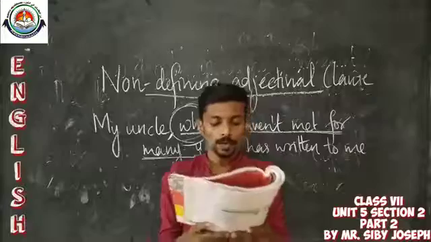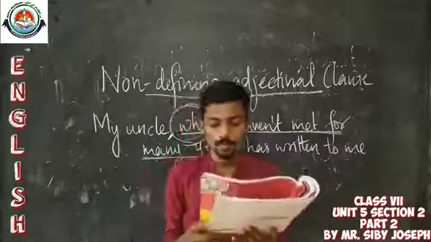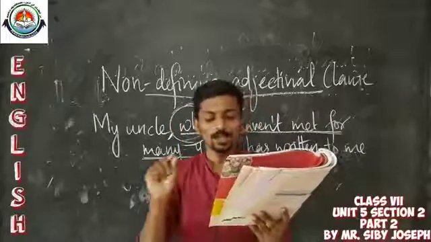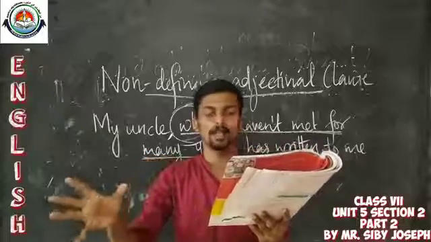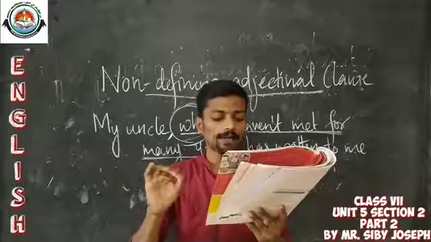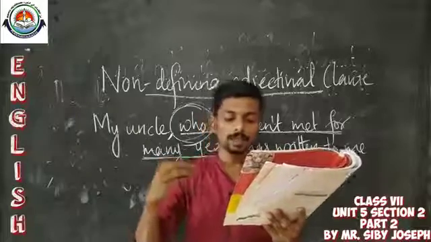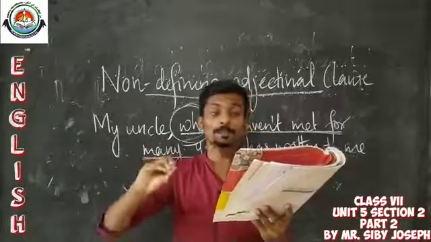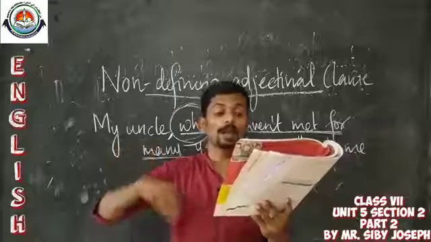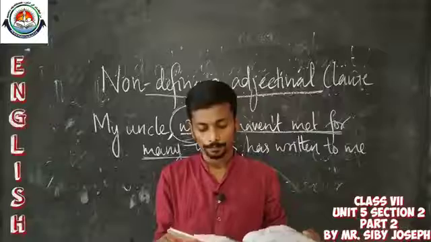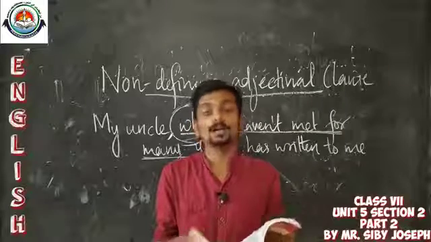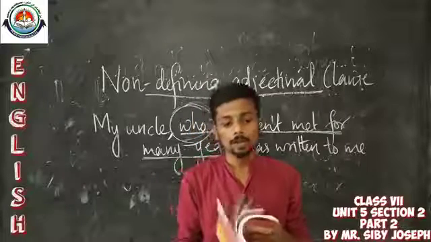Okay. Then the last one, two can play at the game, which will be the last. Used to tell somebody who has played a trick on you that you can do the same thing to them. So two can play at the game means used to tell somebody who has played a trick on you that you can do the same thing to them. Okay, these things you can mark in your textbook.